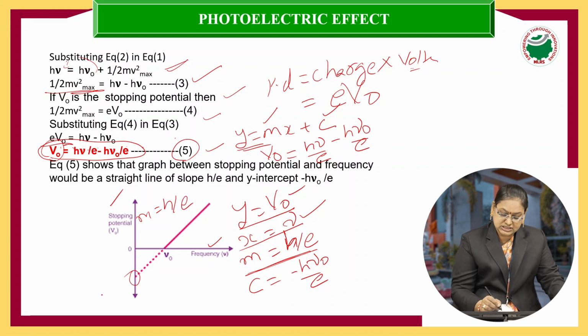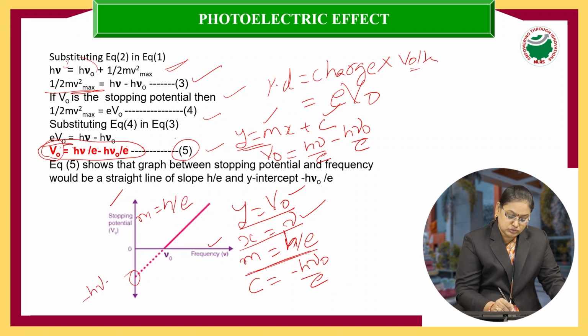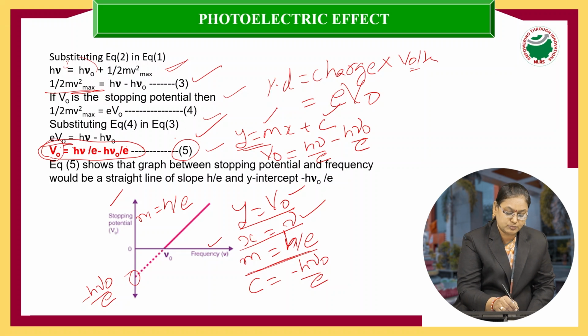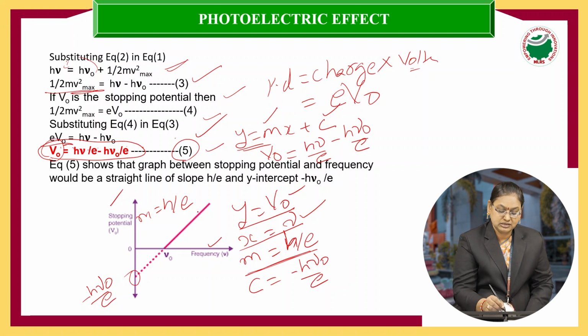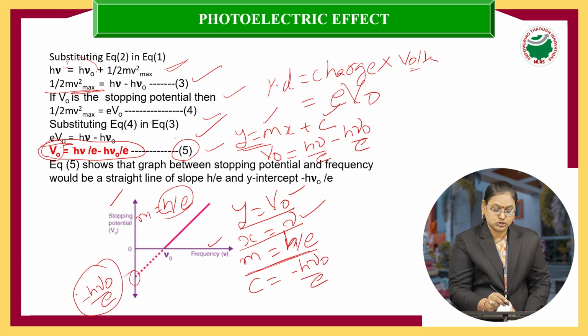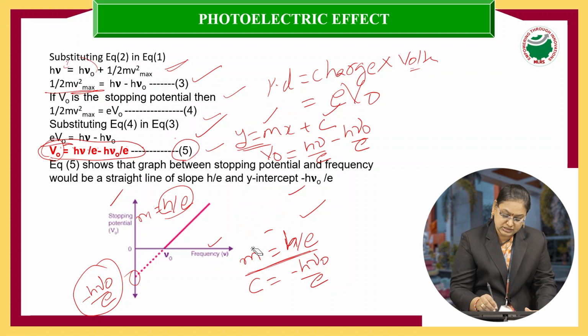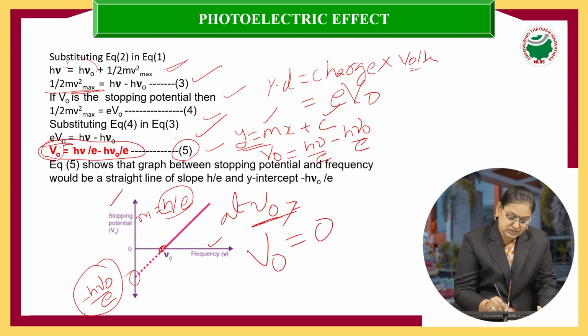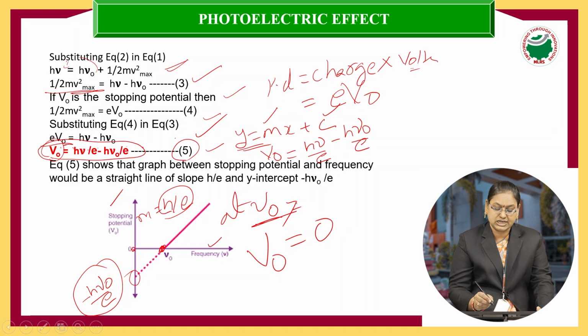And what is the negative intercept here? Minus h nu naught by e is the negative intercept. So this equation is saying that if we plot a graph between frequency and stopping potential, you get a straight line having slope h by e and its y-intercept is minus h nu naught by e. One more thing we are observing here is, at nu naught, what is happening? At nu naught, stopping potential is 0. Nu naught means threshold frequency. See, this is your threshold frequency. At threshold frequency, stopping potential value is 0.